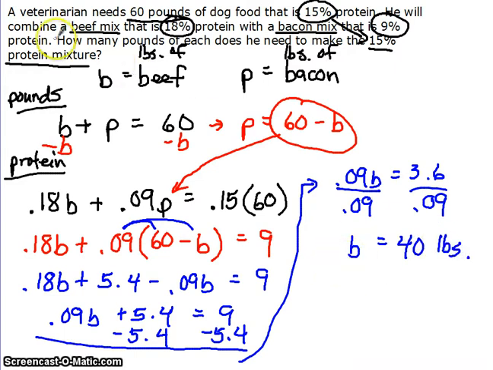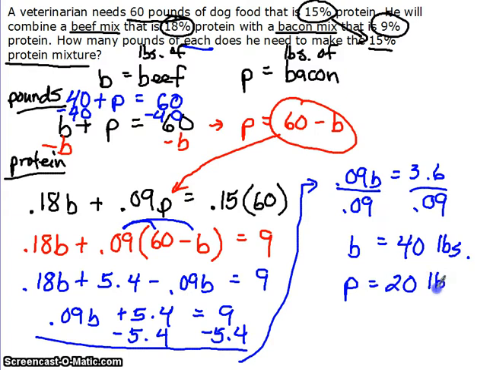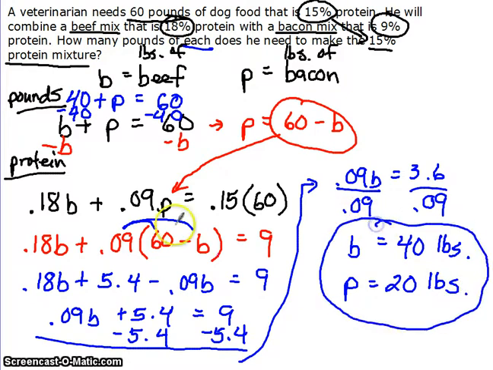All right, what did the question ask us? How many pounds of each? All right, well, we've only found one. We found 40 pounds of beef. I can plug that into this equation. 40 plus P equals 60. Okay, you can be formal about it and subtract 40 from both sides, or just use your mental math. 40 plus 20 would be the pounds of bacon. 40 pounds beef, 20 pounds bacon.